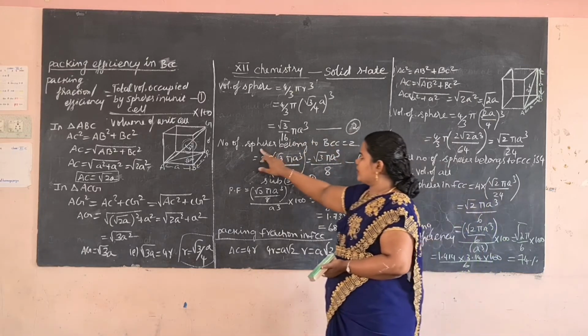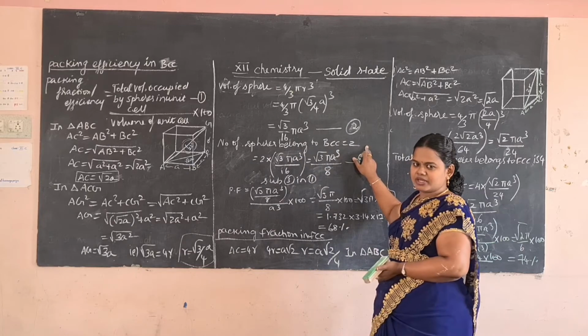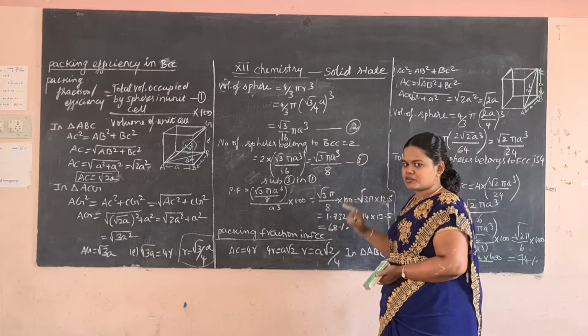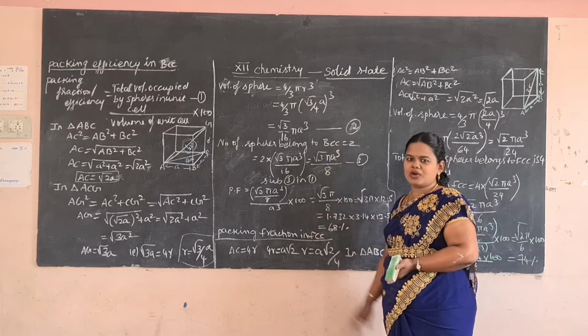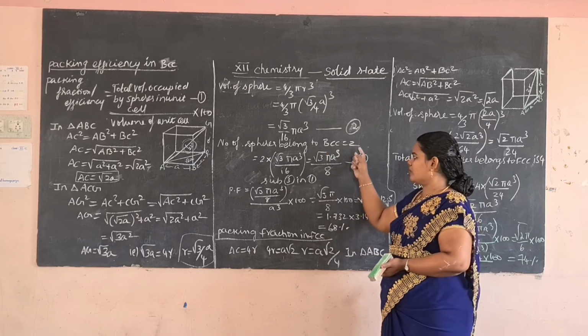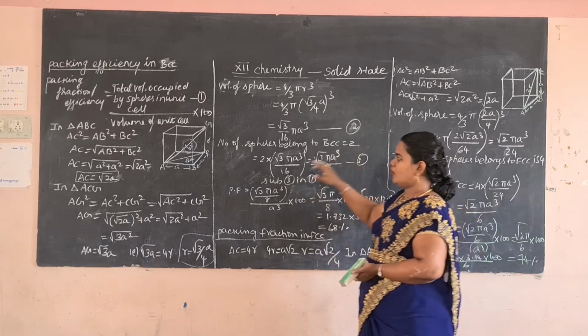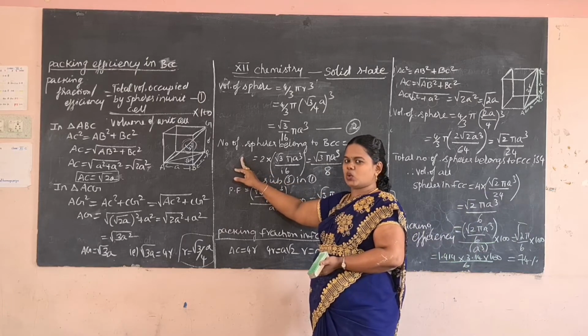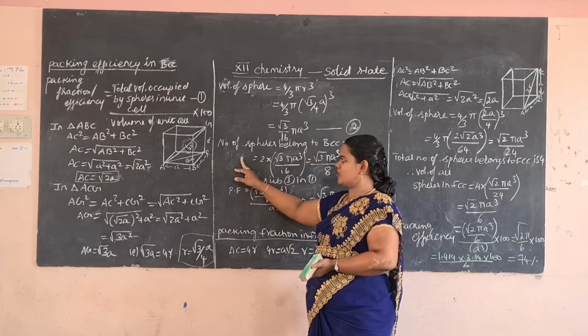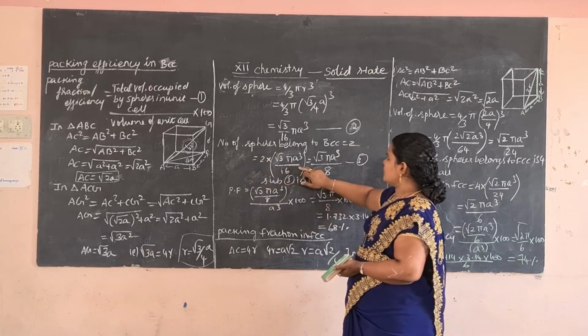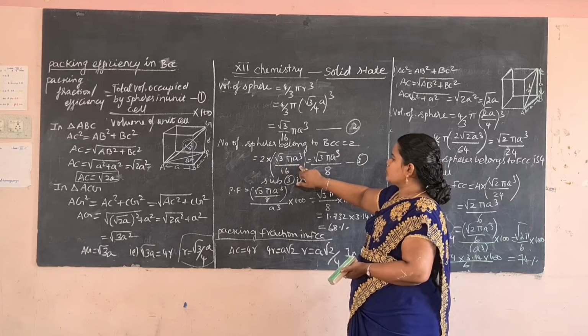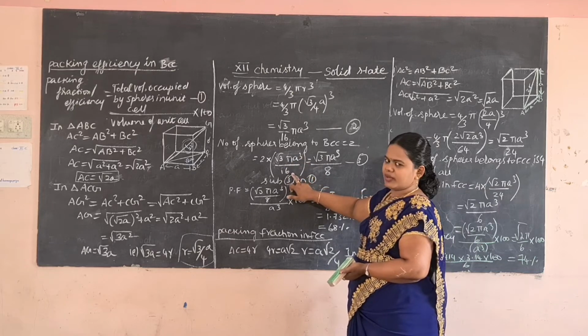Then the number of spheres that belong to BCC will be 2. For SC, the number of spheres belonging to SC was 1. Here the number of spheres that belong to BCC is 2. So the total number of spheres or volume of spheres in the unit cell will be equal to 2 into root 3 pi a cube divided by 16.